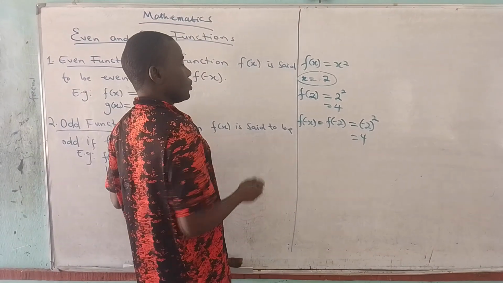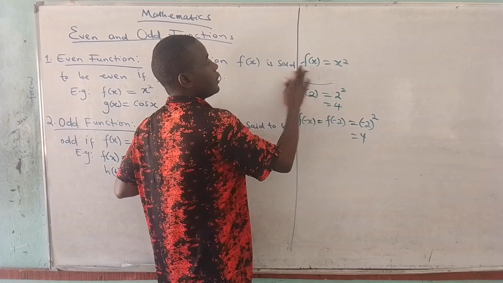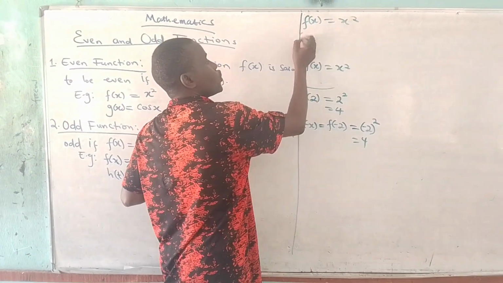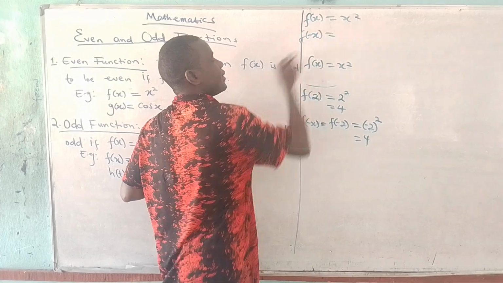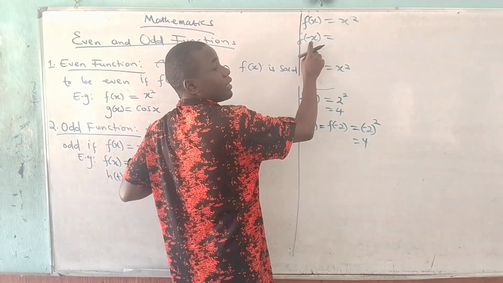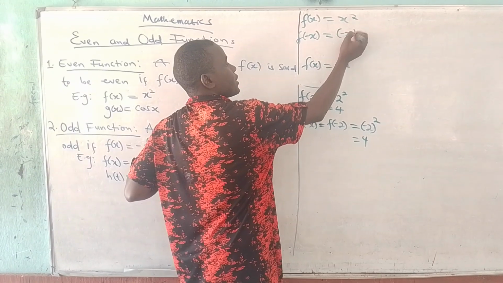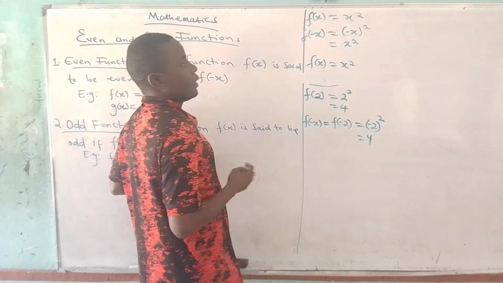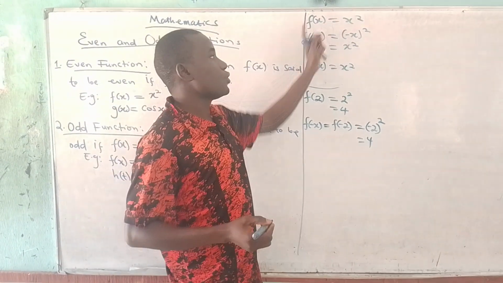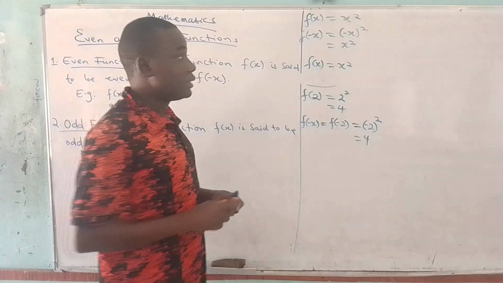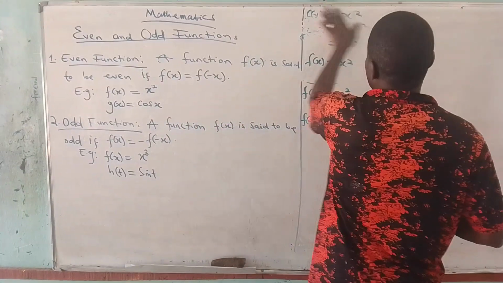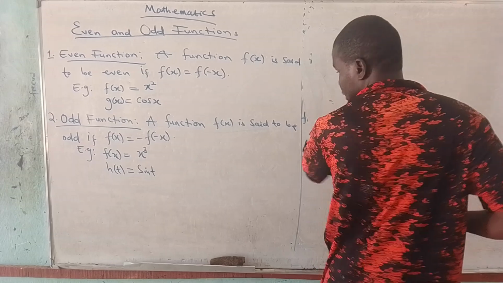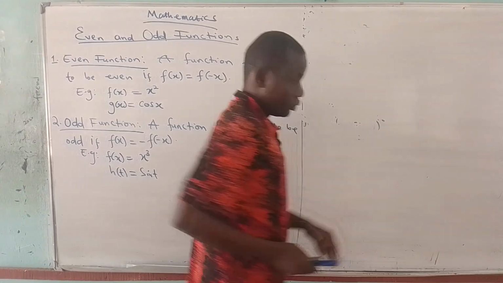Generally, f of x is equal to x squared, so f of minus x is minus x, then square. Minus x times minus x is x squared. So they are the same. This is an even function; we call it an even function.